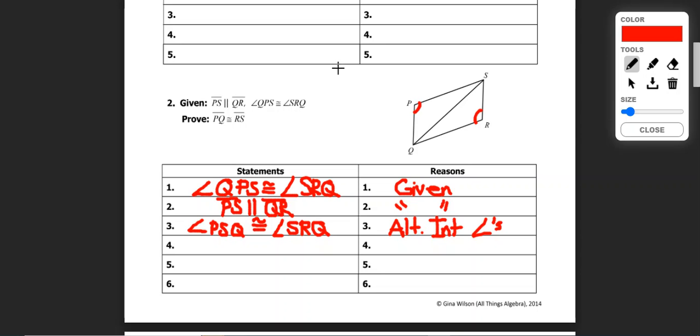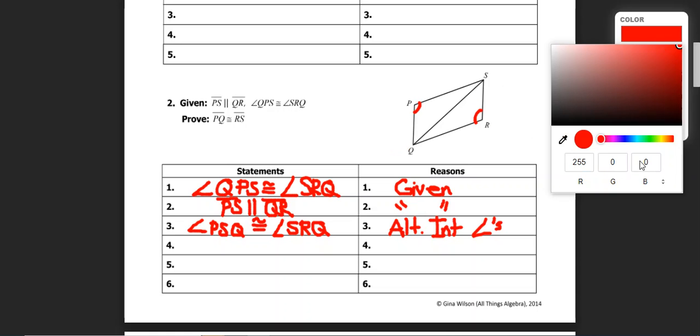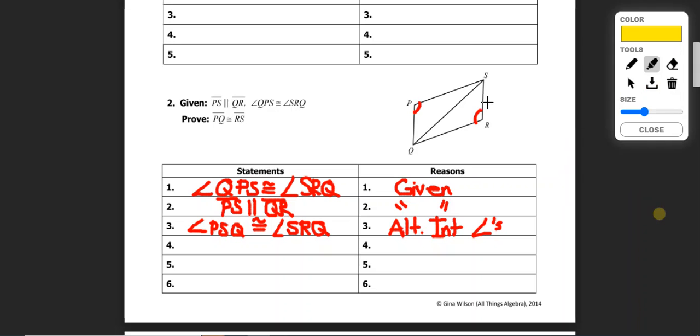Okay, so let's take a look at the approach for this one. So I started off with the given information that QPS is congruent to SRQ. It's always nice when they just give you an angle. Now, the other piece of given information is that we have parallel lines. Anytime that you see that you have been given parallel lines, that should clue you in to the fact that we're going to be looking for other pairs of congruent angles.